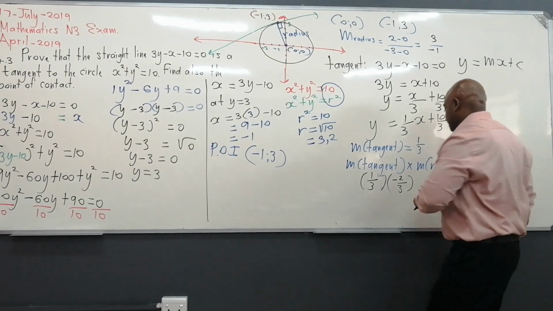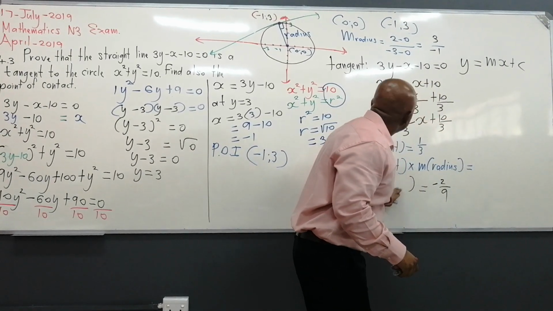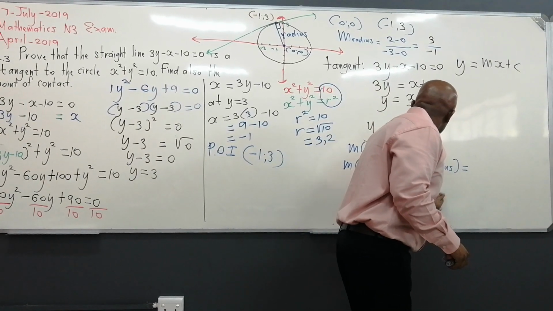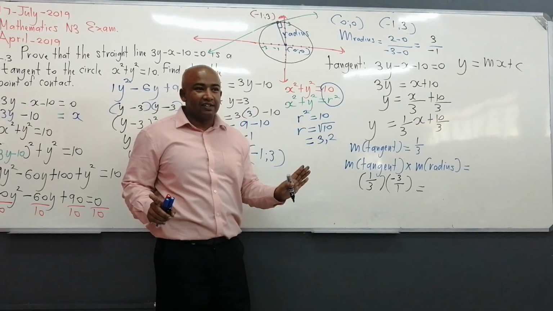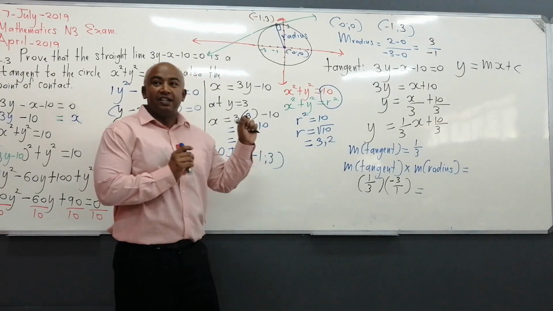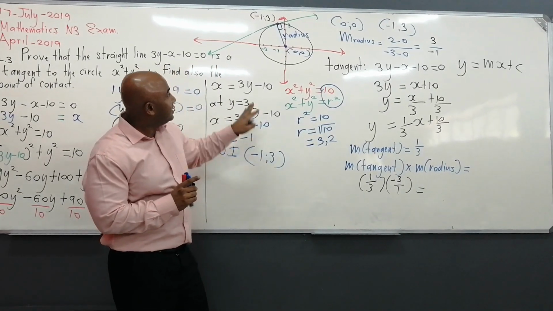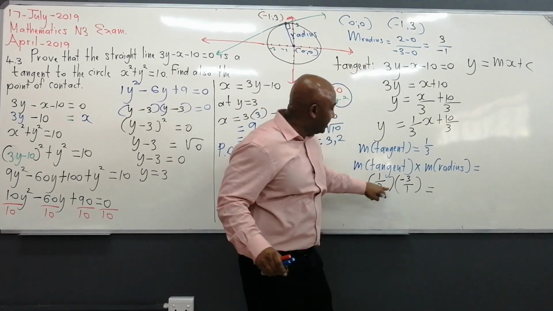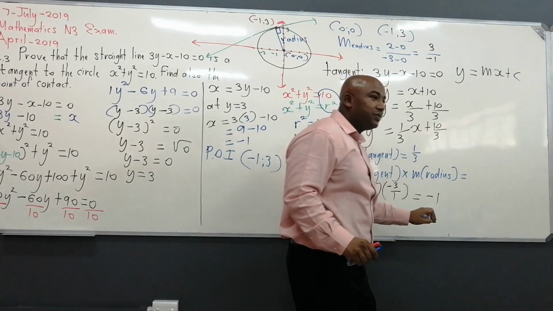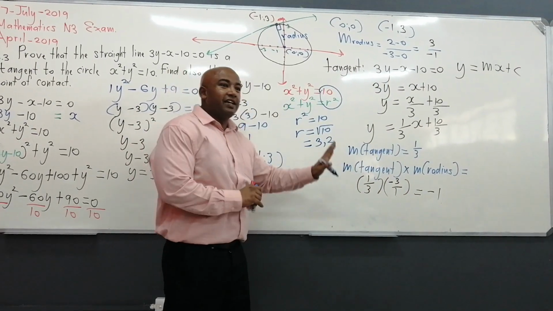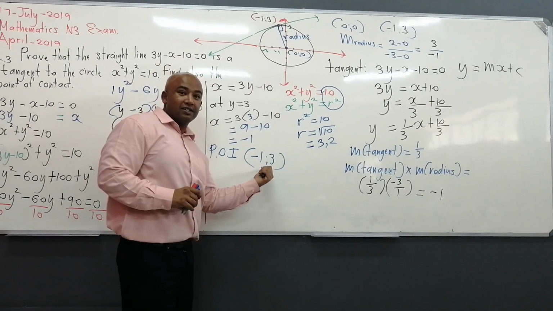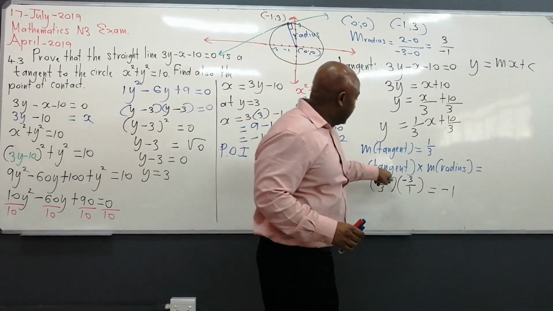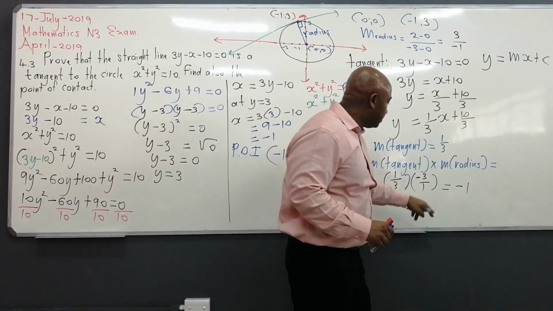So therefore, now it works out perfectly. You see, my mistake was I transferred the information incorrectly from here to there. That was the problem. Alright, so 1 over 3 times minus 3 is minus 1. So we know now that this point is correct. We know now this straight line is a tangent because when we multiply the two gradients, it is equal to minus 1.